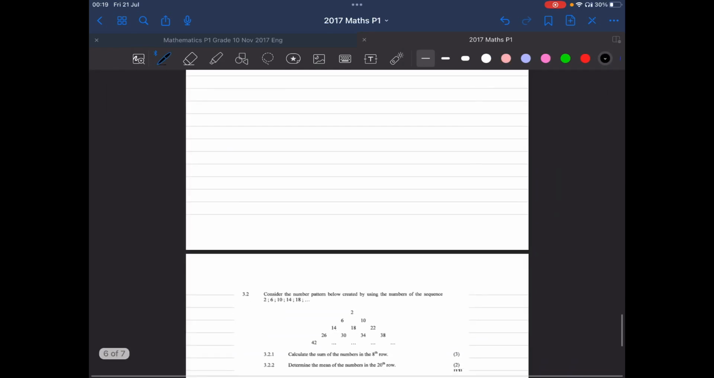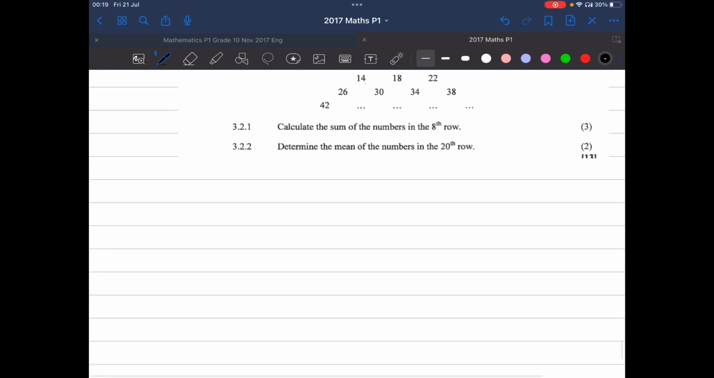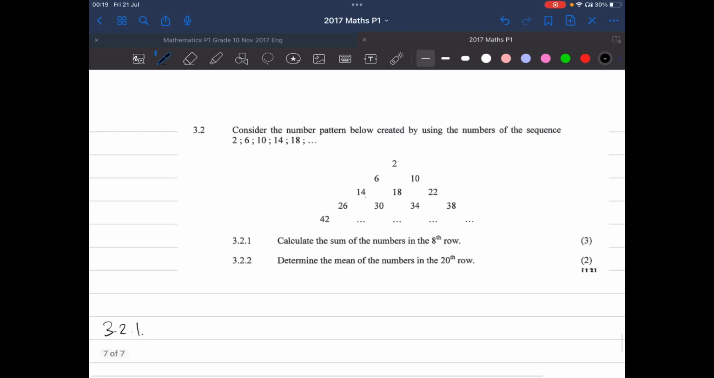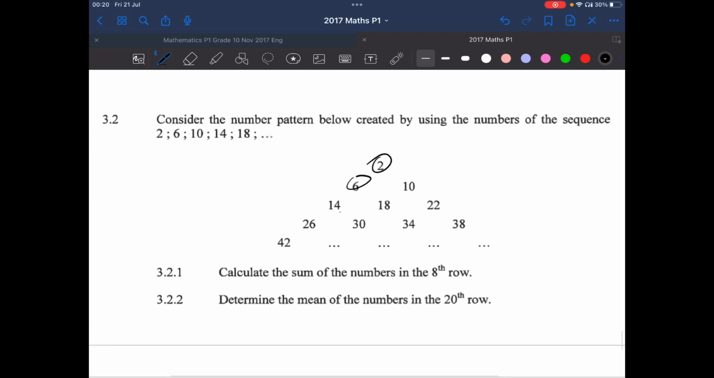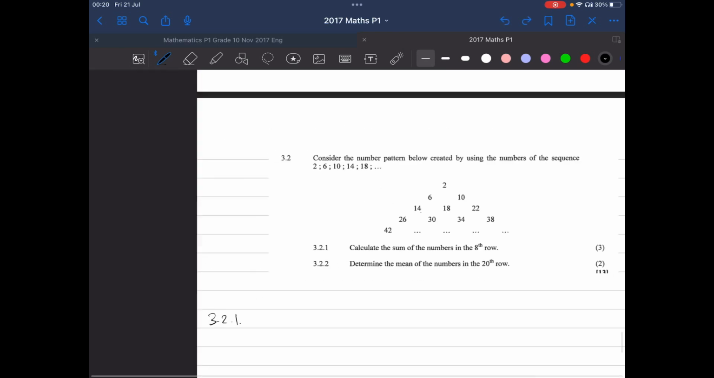Okay, let's move on to 3.2.1. Okay, so here we're given a pyramid looking thing with numbers, and it says consider a number pattern below created by using the numbers of the sequence 2, 6, 10, 14, 18. So 2, 6, 10, 14, 18, and so on. Okay, and you can see that they added 4 to each previous term to get the next one. Okay, let's see if that's going to help us to solve the answer.